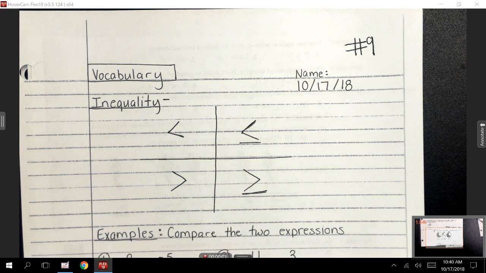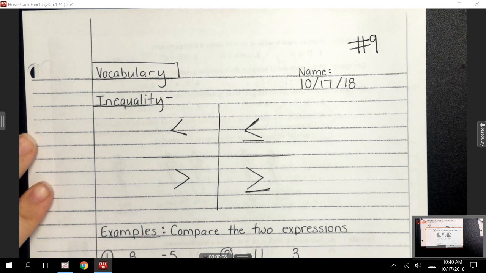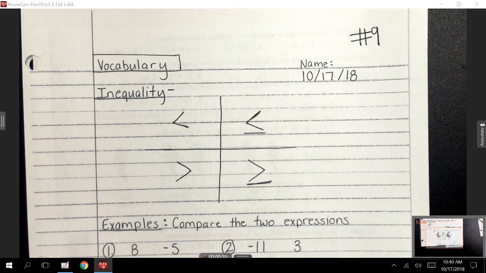All right, so make sure you've numbered at number 9. Number 9, inequalities are something that y'all have seen before, but you might not have been calling them the correct name. All right, we do need to make one correction on this note sheet real quick.